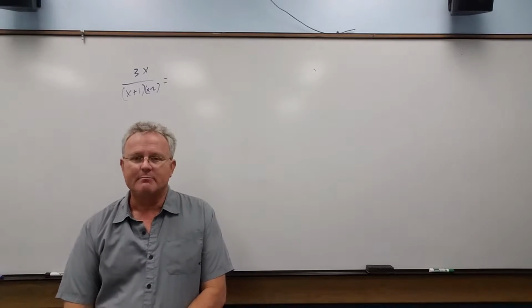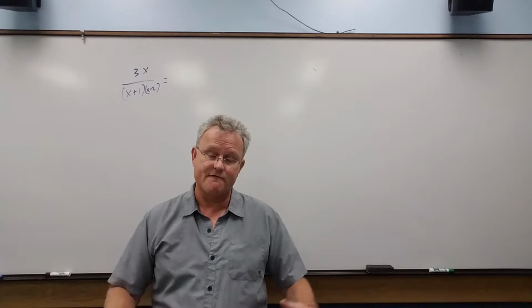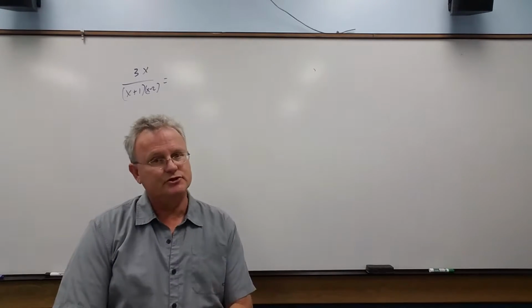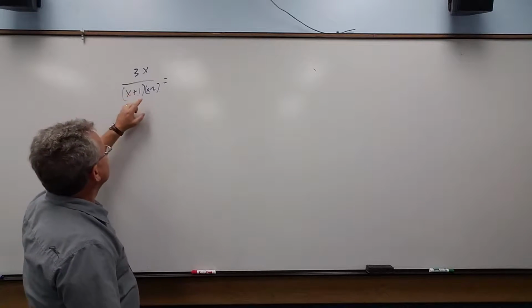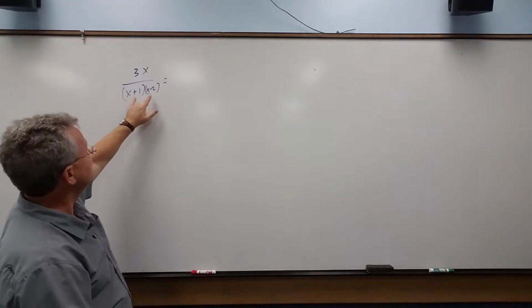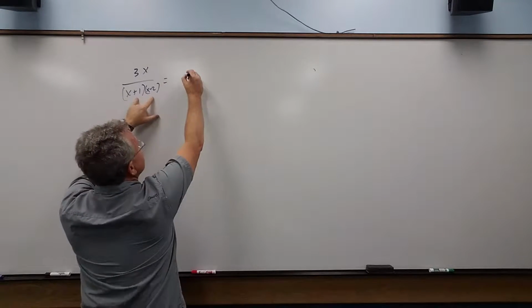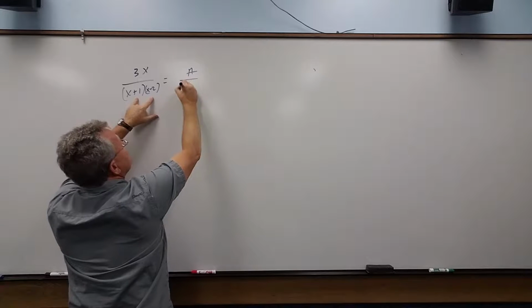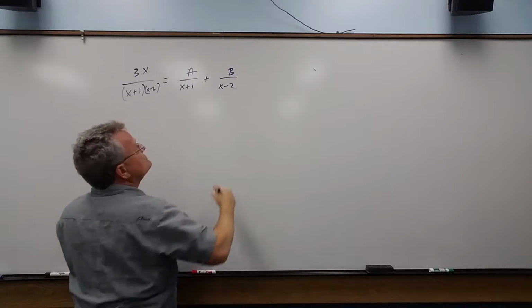All right, so in this example, we're going to decompose this fraction into the sum of other fractions. And we're going to do this using what I'm going to call method 1. So as we learned earlier, assuming we taught our students already how to set this up in general, we know this is equal to a over x plus 1 plus b over x minus 2.